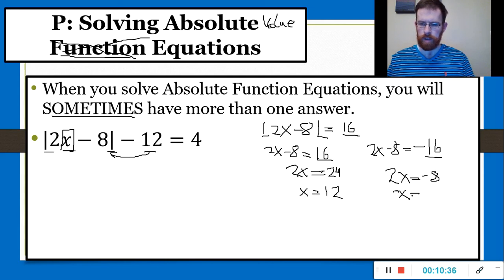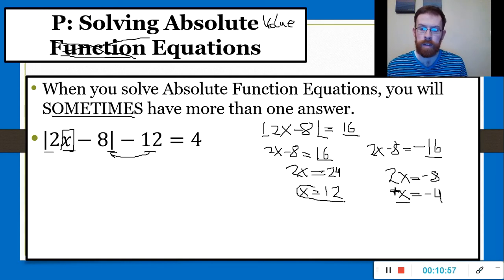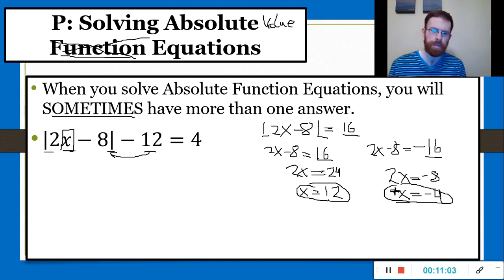almost look like a chi-square there. Or almost look like a chi there, Greek letter. x is equal to negative 4. That is not a negative x, that's just a normal x. I just got a little sloppy with my x's. So my two answers, as I said, I could have two answers. It's x is equal to 12, x is equal to negative 4.